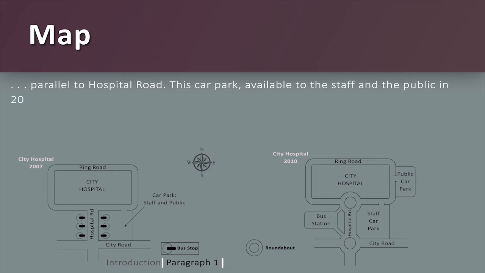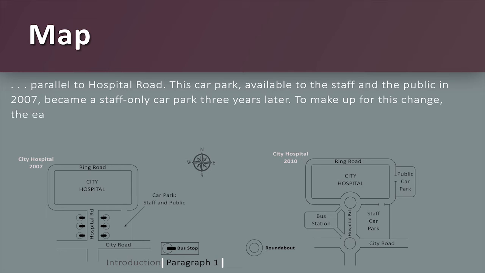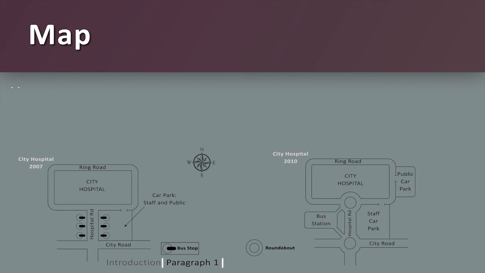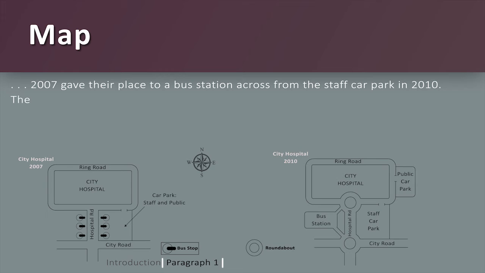This car park, available to staff and the public in 2007, became a staff-only car park 3 years later. To make up for this change, the eastern side of the ring road was altered in 2010 to accommodate an entrance to a public car park. The bus stops that had flanked Hospital Road in 2007 gave their place to a bus station across from the staff car park in 2010. The station was accessible through both roundabouts.